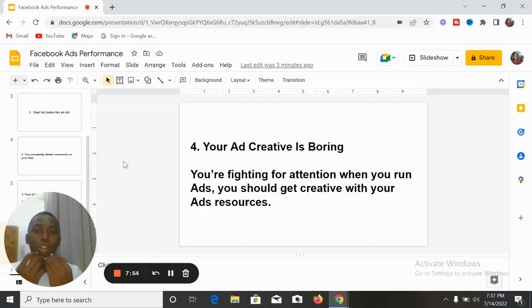If you sell products that demands demonstration, then by all means, go ahead and do the demonstration with the video. Also use pictures that are creative. If you don't have, you can learn to do some basic graphics on Canva, or you pay people to do the graphics for you. But the most important thing is that you get creative with your ads.